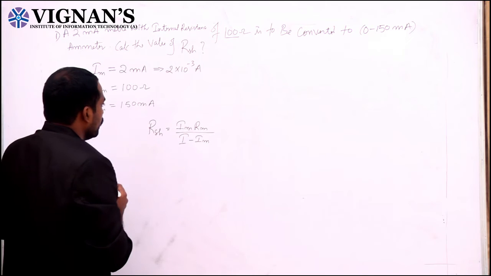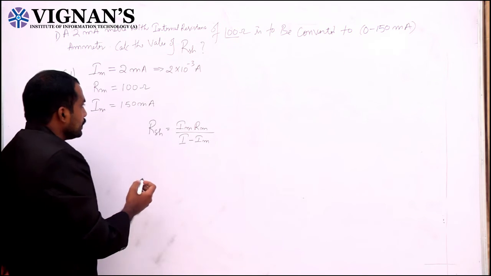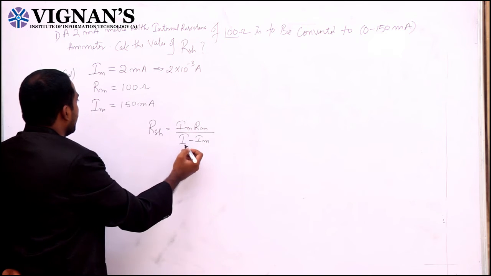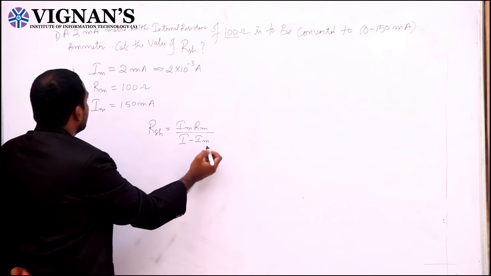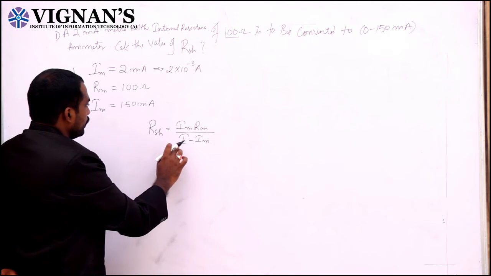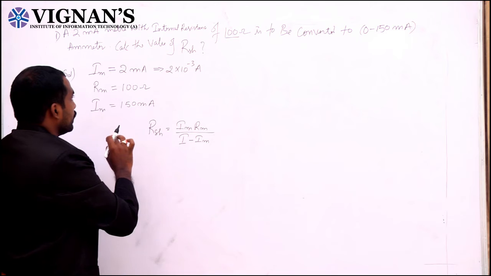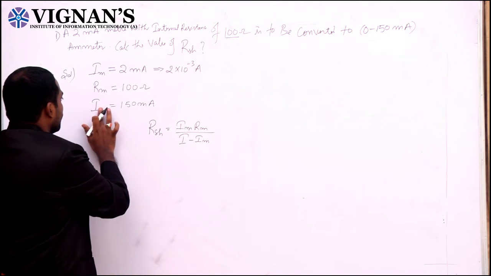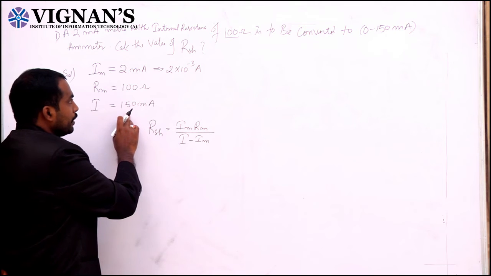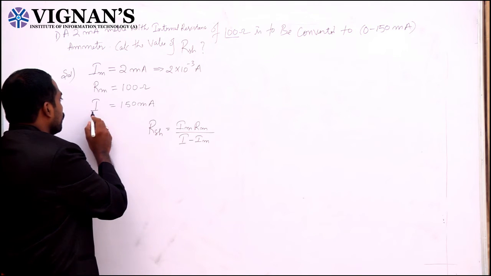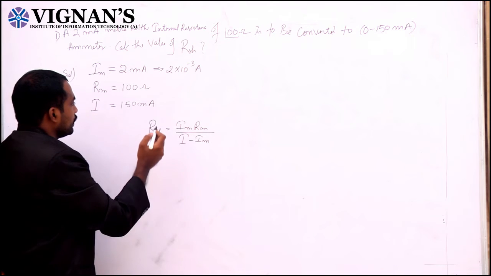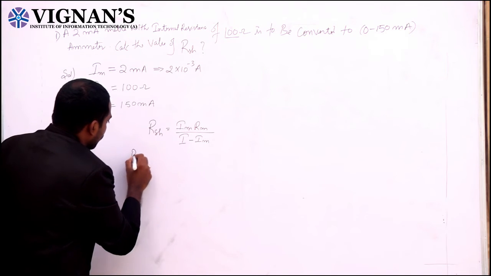RSH is equal to Im into Rm by I minus Im. So all the values are given. Im value is given, Rm is given, I is given, as well as Im is given, right? So what do you want to calculate? You want to calculate the value of RSH, right? So the meter is to be extended to a range of I equal to 150 milliamps. That means you should measure an unknown current quantity for a maximum range of 150 milliamps. Now we will substitute these values over here in order to calculate the value of RSH.